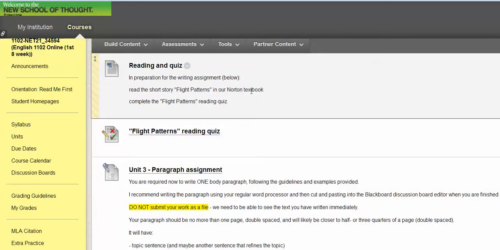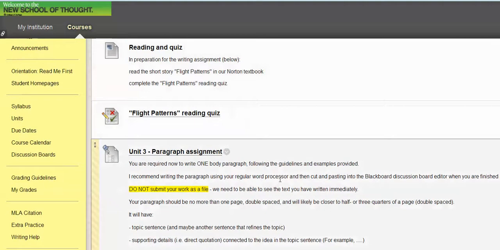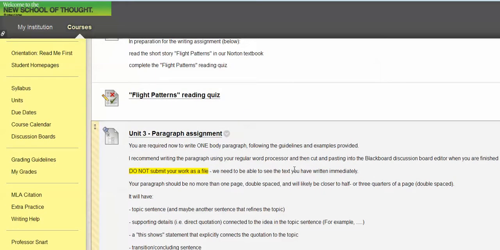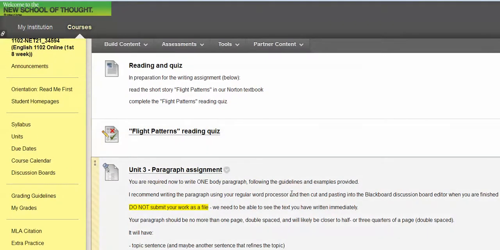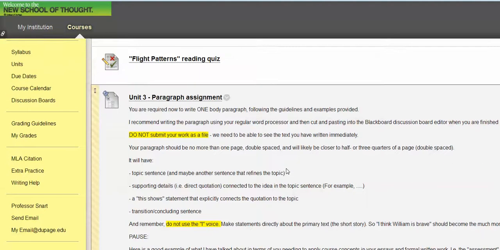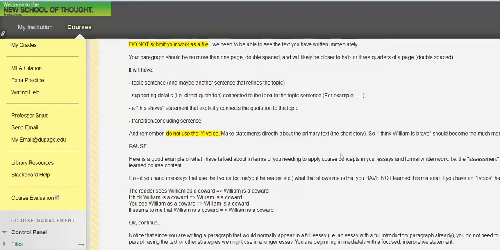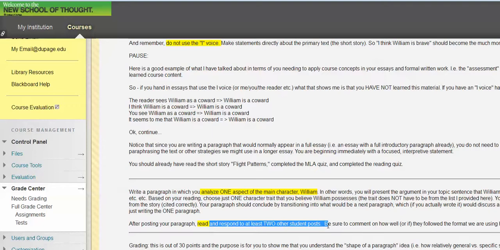It's fairly interesting and very naturalistic or realistic, so it's not experimental in any way. It's fairly easy to read. The characters are pretty interesting and probably pretty relatable, too, in a number of different ways. There's a little quiz on the reading, which is helpful just to force you to read it, but also might draw your attention to some particularly important details. And then the major assignment, a paragraph assignment. It's done through a discussion board, so you will be ultimately responding to other student posts.